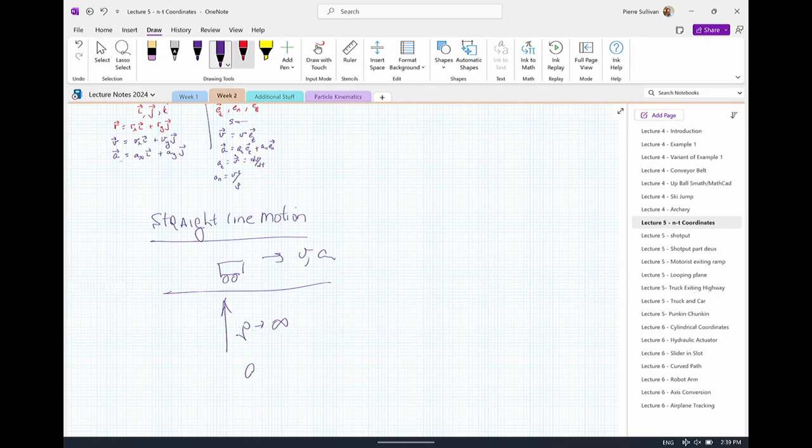Acceleration is equal to v dot, which is dv/dt. But normal acceleration, v squared over rho, is equal to 0. So if you have something moving in a straight line, its radius of curvature is infinite, and because it's got an infinite radius of curvature, it will have 0 normal acceleration.